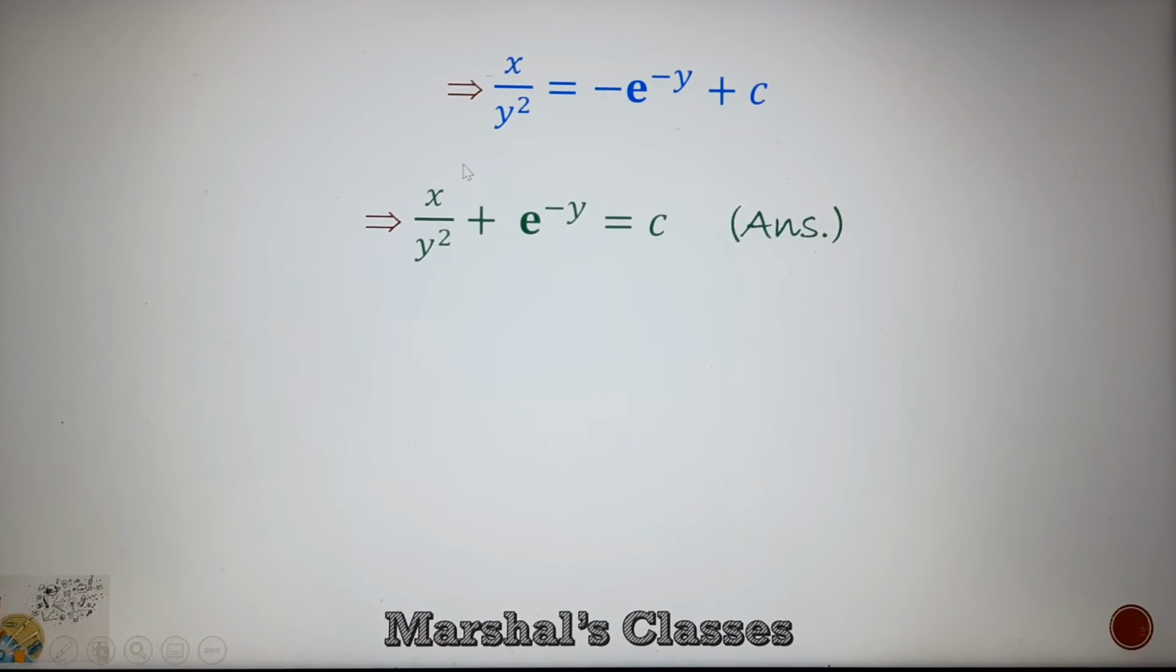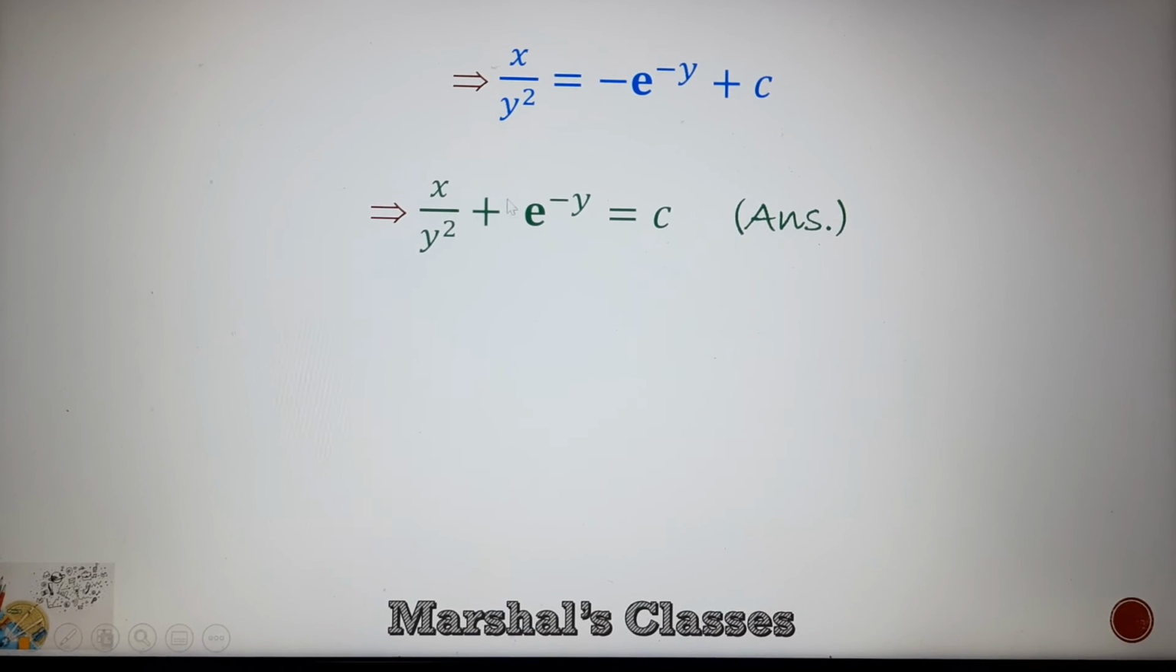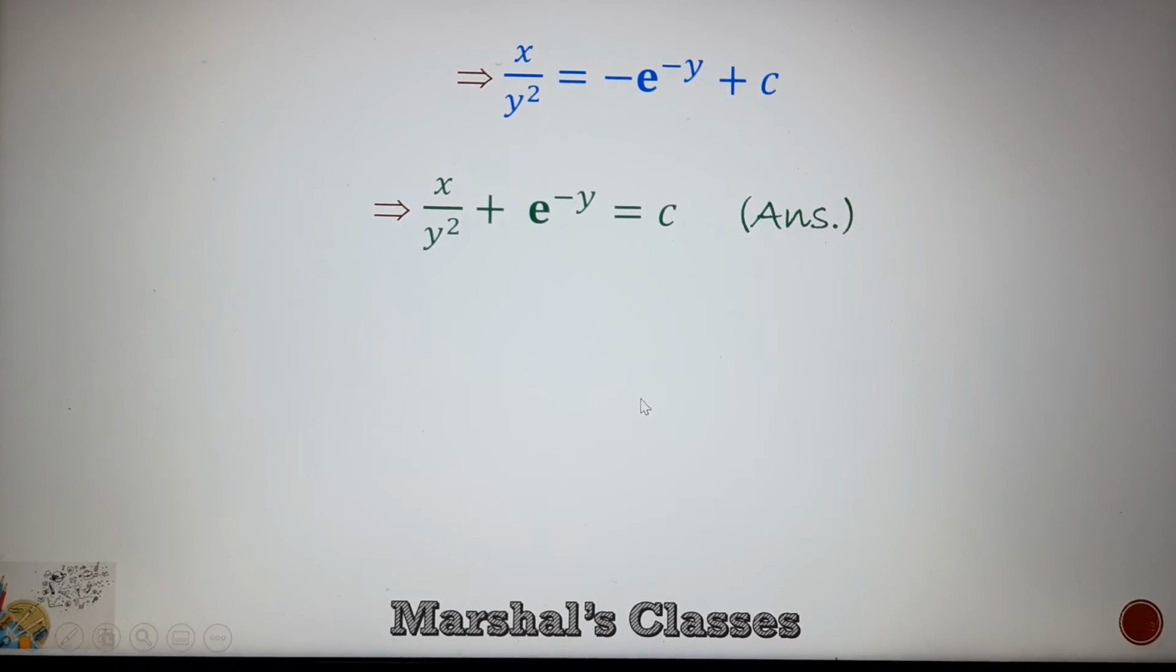We rearrange it to get the final answer: x/y^2 + e^(-y) = c. When the minus comes to the LHS, it becomes plus, equal to a constant. This is the final answer to the problem.